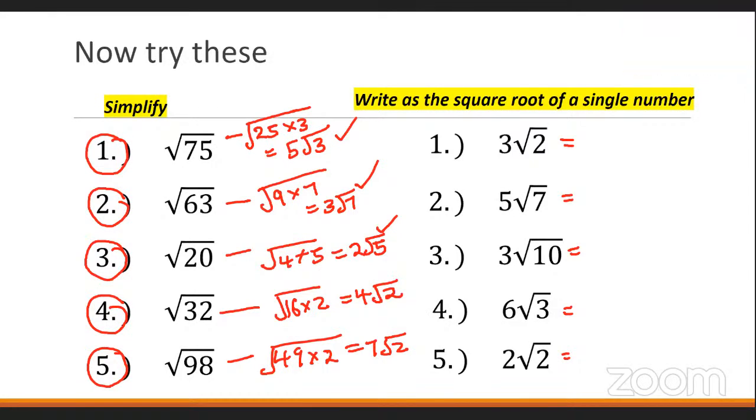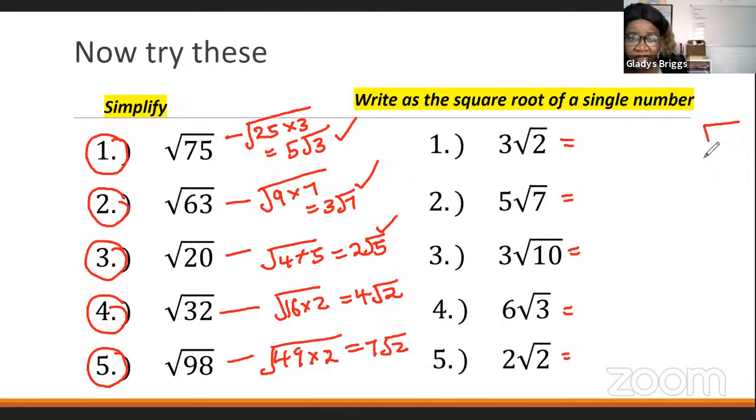Teacher, this one is opposite. Yeah, so you have to work backwards. Write this one back to what you think it should have been, as a single root. This one will be the square root of something at the end.